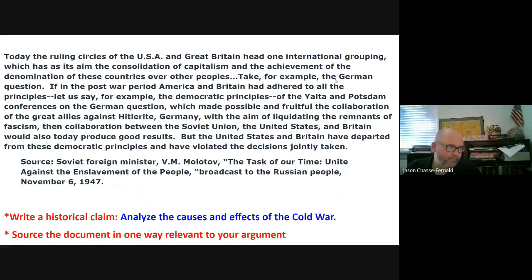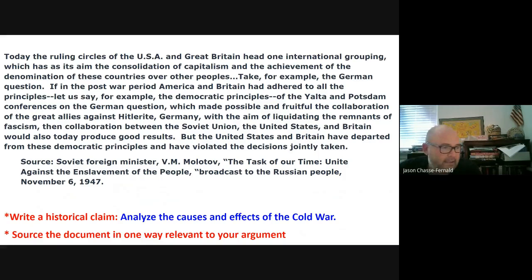Once you do that, you're looking for a single claim. Remember, category of analysis plus skill application. Then try to source this in one way. Try to provide some historical context, explore who the intended audience is, what the purpose of the document is, or maybe what the limitations or point of view of the document are. We have a source here from the Soviet Foreign Minister Molotov. This is from a radio broadcast to the Russian people, done in November of 1947, a little over 2 years after the end of World War II. So go ahead and pause and do all that.